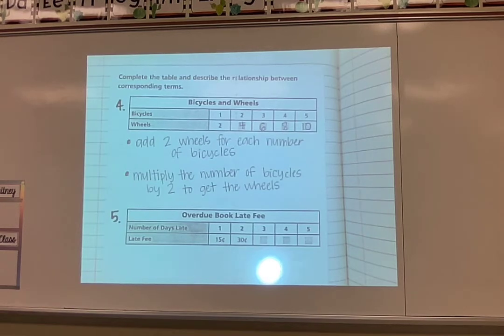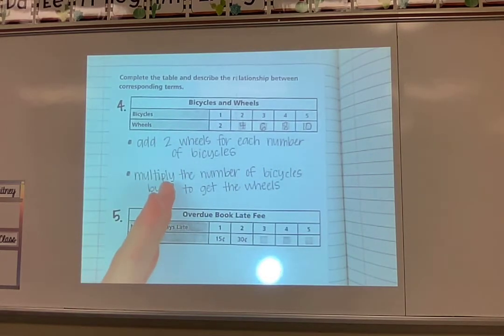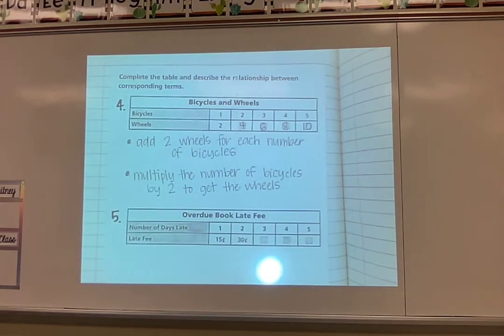Remember, before they were giving us the rule and we were making the pattern. Now we're kind of filling in the chart with the pattern, and then we're kind of explaining the rule in 2 different ways to someone else who might be wanting to solve that.